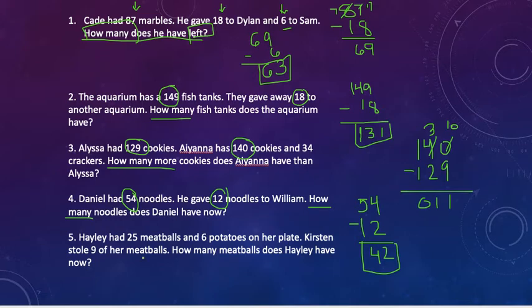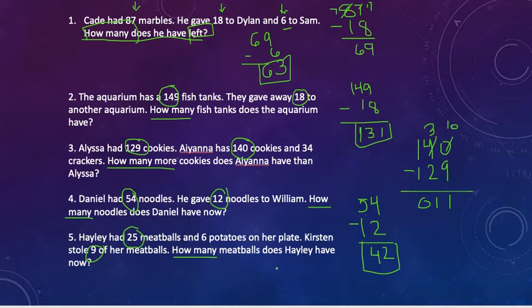And we have our last one. Haley had 25 meatballs and 6 potatoes on her plate. Kirsten stole 9 of her meatballs. How many meatballs does Haley now have? How many? So we're looking for meatballs only. So we have 25. She stole 9. Now we have also extra information in this word problem again with potatoes. We're not dealing with potatoes, so we're not going to use that number. That's just there for extra information. So you need to be careful about reading so you don't get confused.